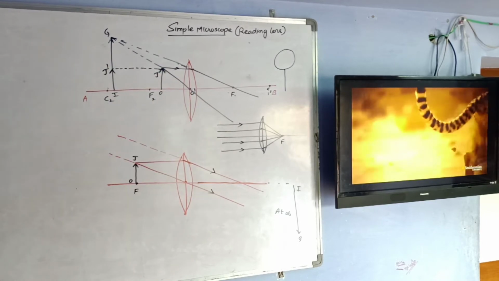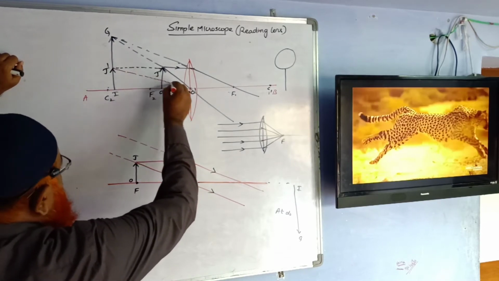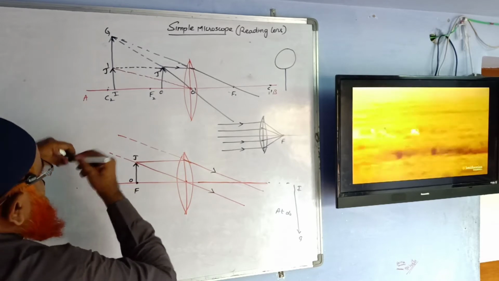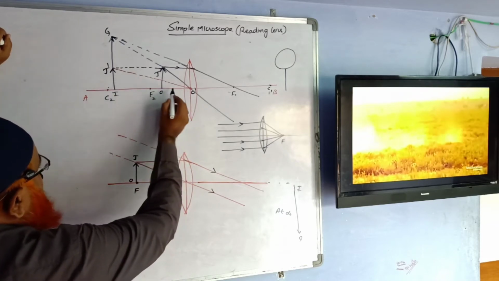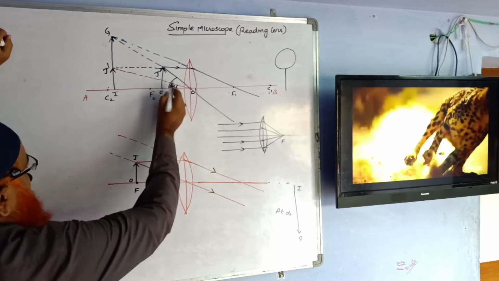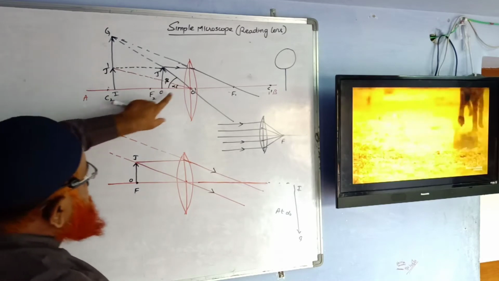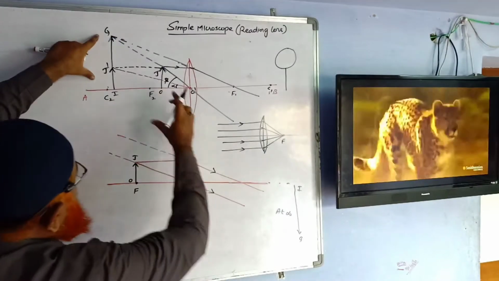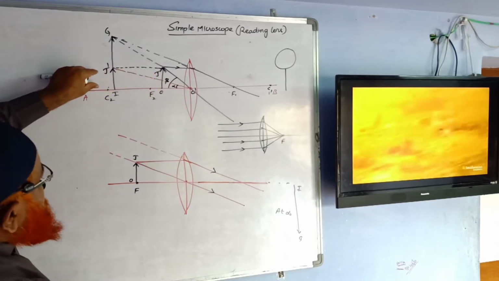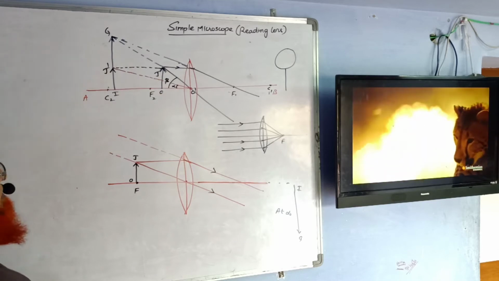Now let us see. I'll draw one line here, and I'll compare the angles. Now the angle made by the object is considered to be alpha. The angle made by the image is considered to be beta. This is alpha and this is beta. So beta is nothing but the angle made by the image. Alpha is nothing but the angle made by this object which has been shifted here.